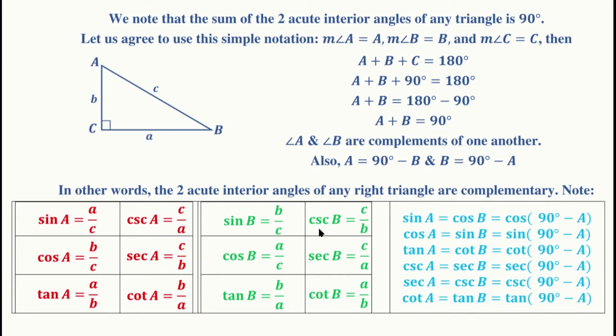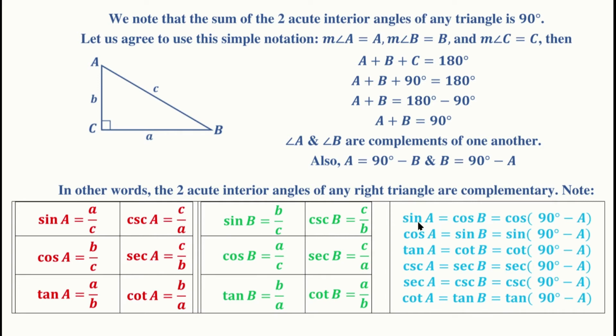Now, we notice that the reciprocal functions are all going to be just the reciprocal of those, right? Cosecant of A is C over A, secant of A is C over B, and cotangent of A is B over A. And the same with the reciprocal functions for B. Cosecant of B is just the reciprocal of that, C over B. Secant of B is the reciprocal of that, which is C over A. And the cotangent of B is the reciprocal of that, which is A over B.